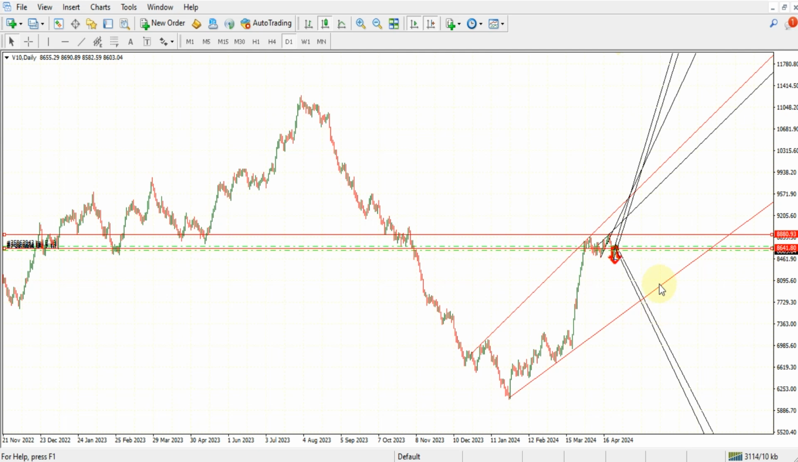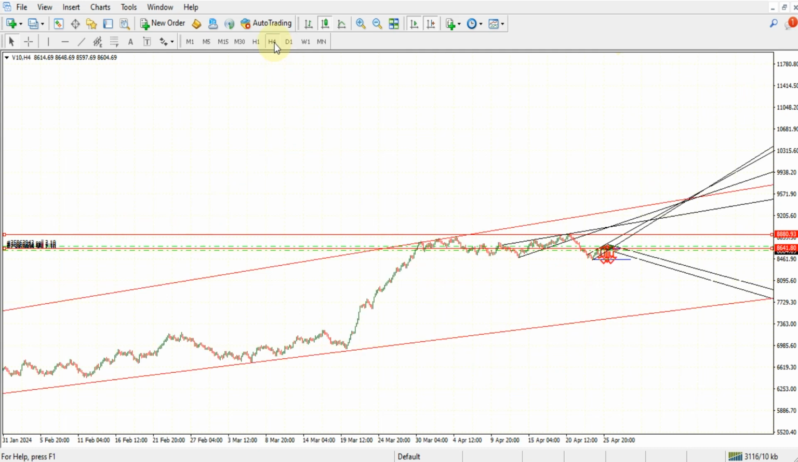But if the market does break below this area, that would be another opportunity for us, guys, to go in the market and go in for more sales, guys. So let me go down to the 4 hour time frame and show you what the market is doing there.